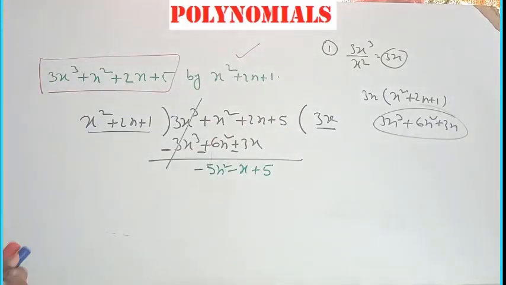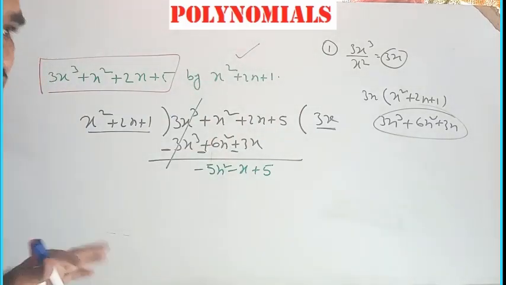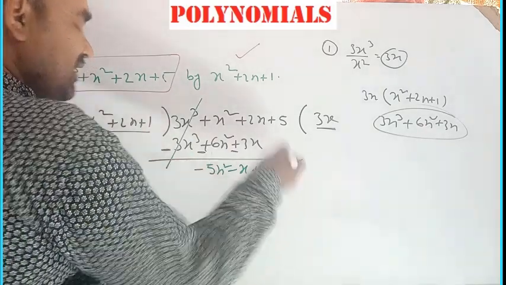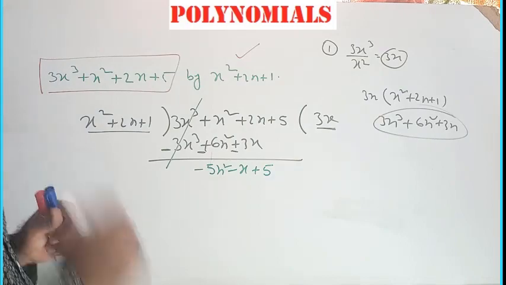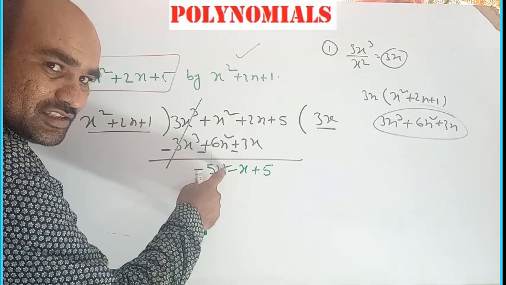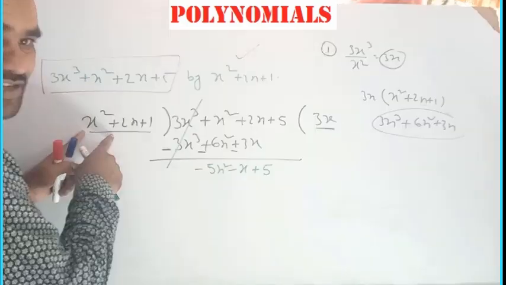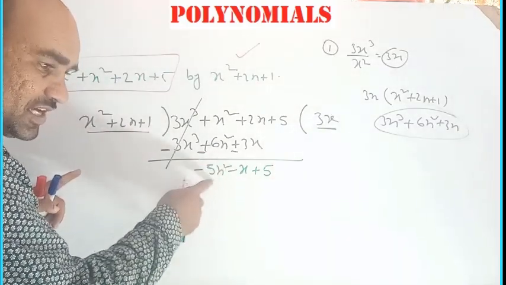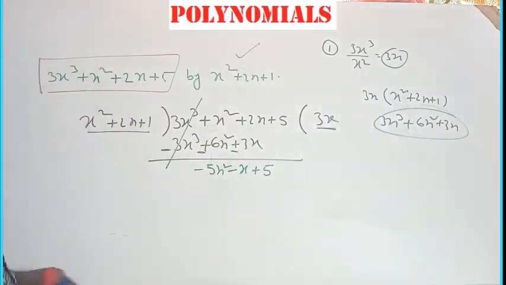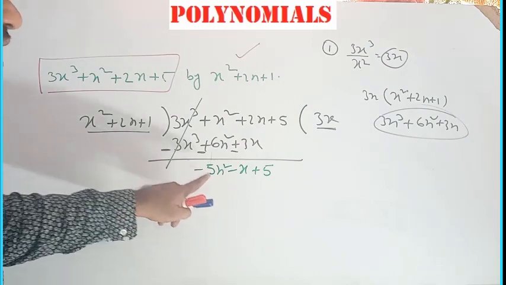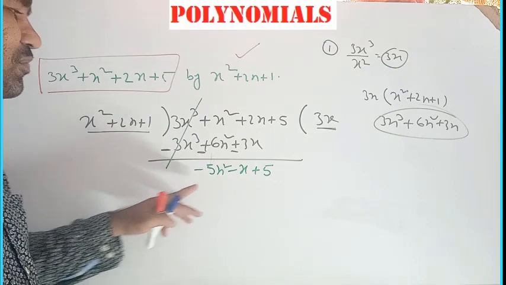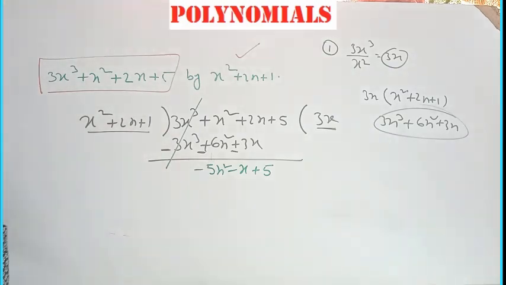Okay. Important note: don't think that our division is completed. We can't call this a remainder. Why? This is a polynomial of second degree, and this is also a polynomial of second degree. This is called a remainder only if the degree of that polynomial is less than the degree of the divisor. That's why I can't call this a remainder. It means the division process is not completed, and you still want to divide.